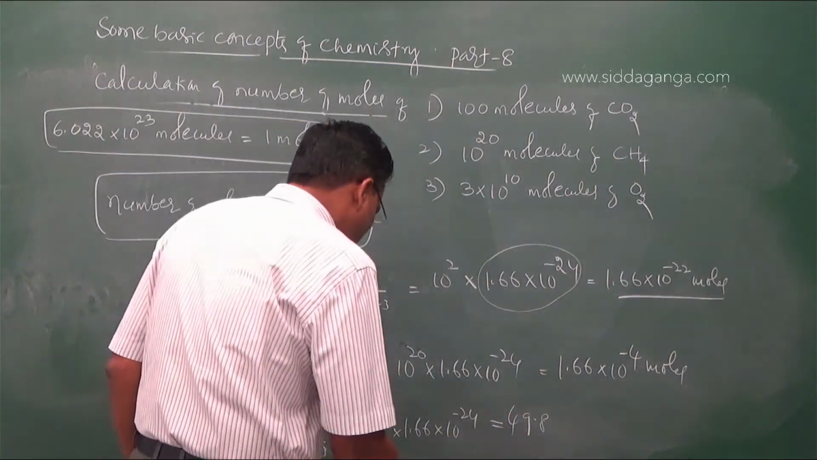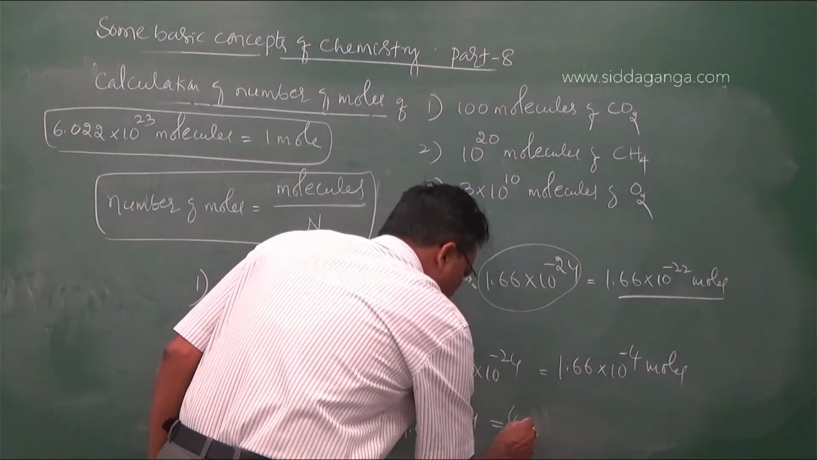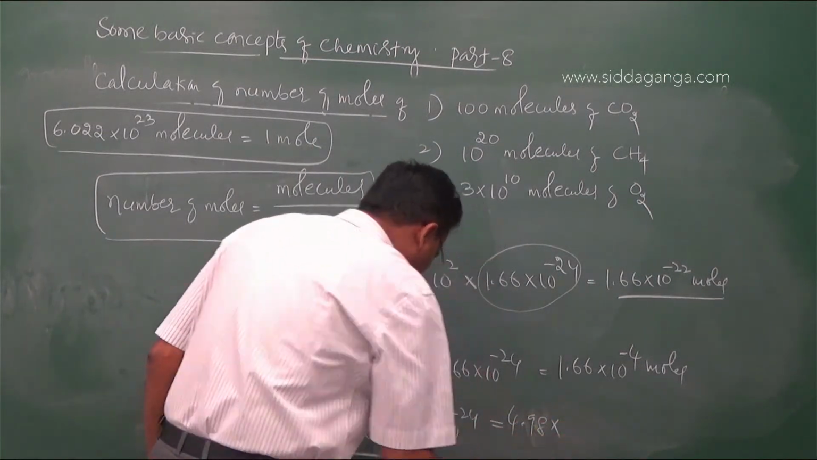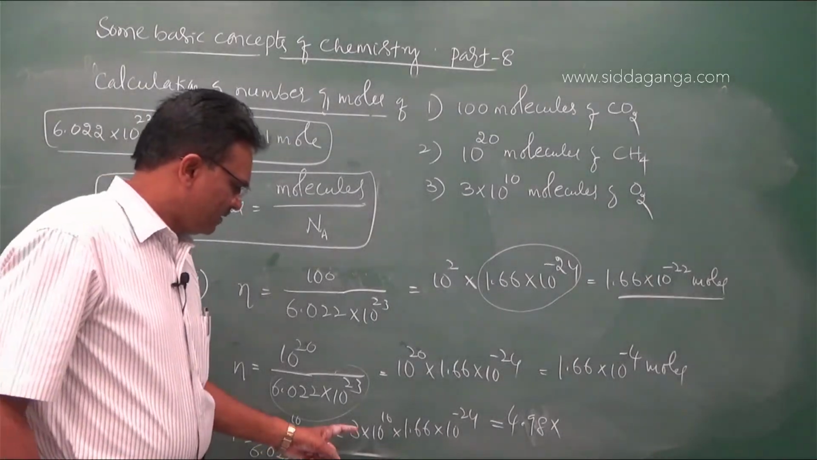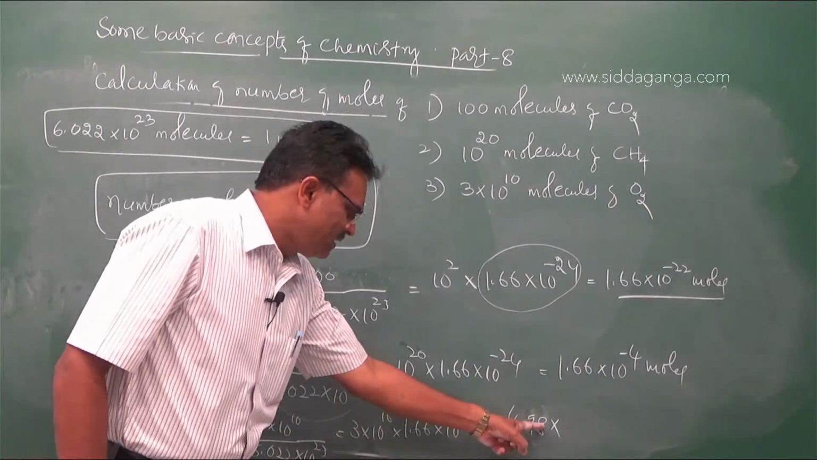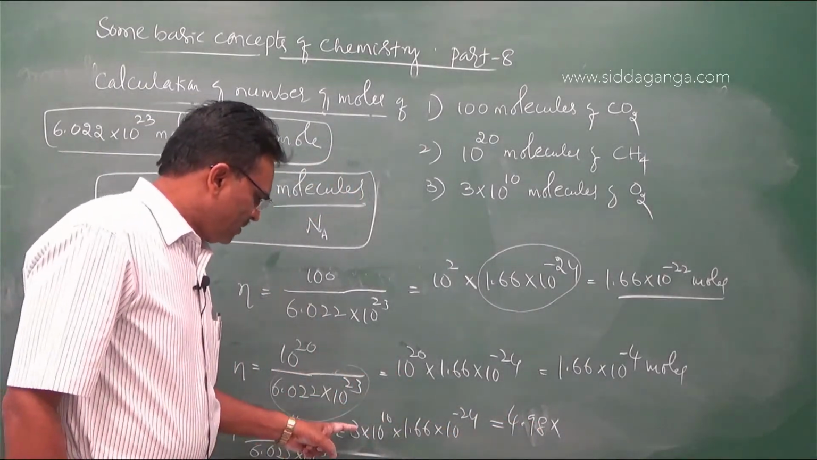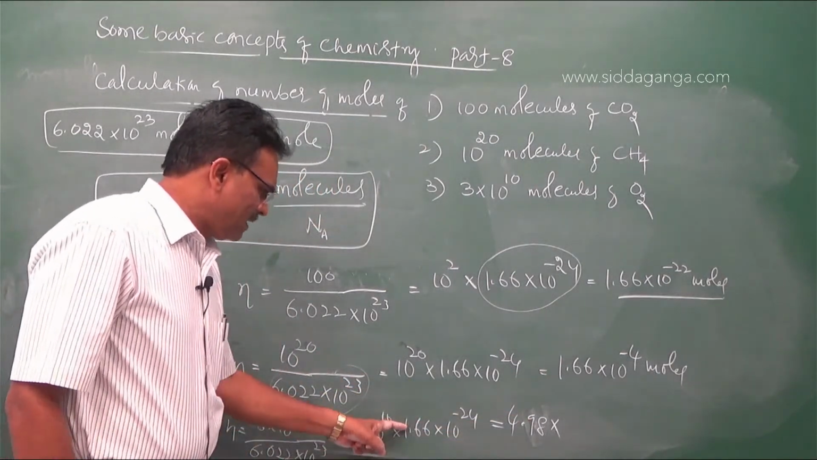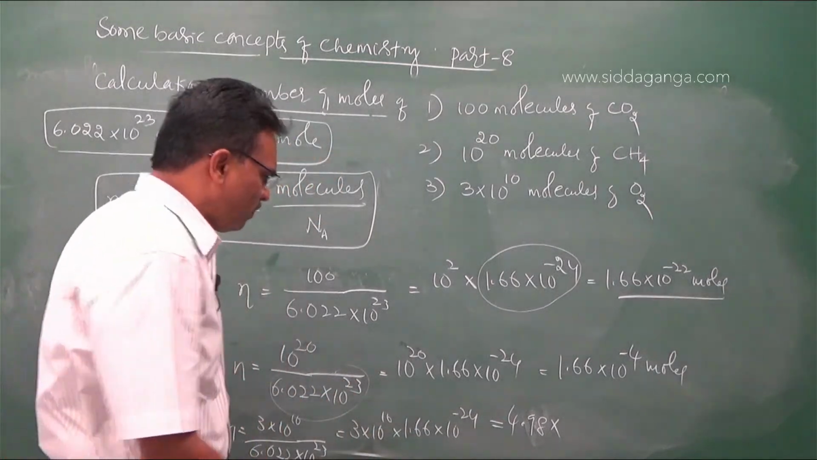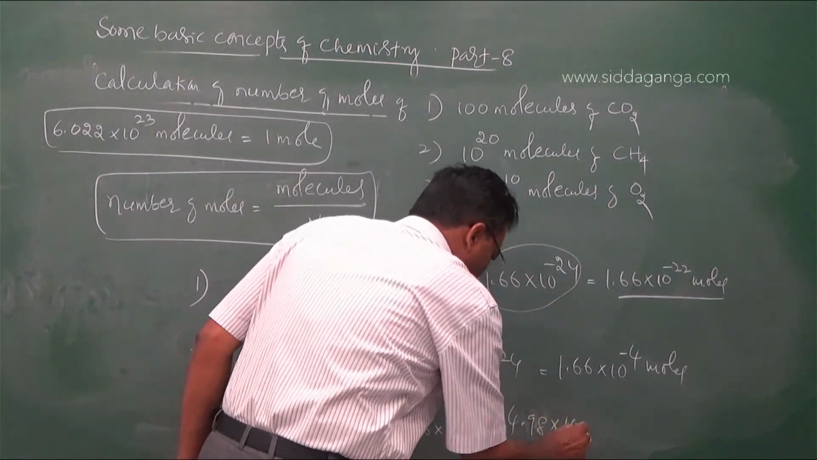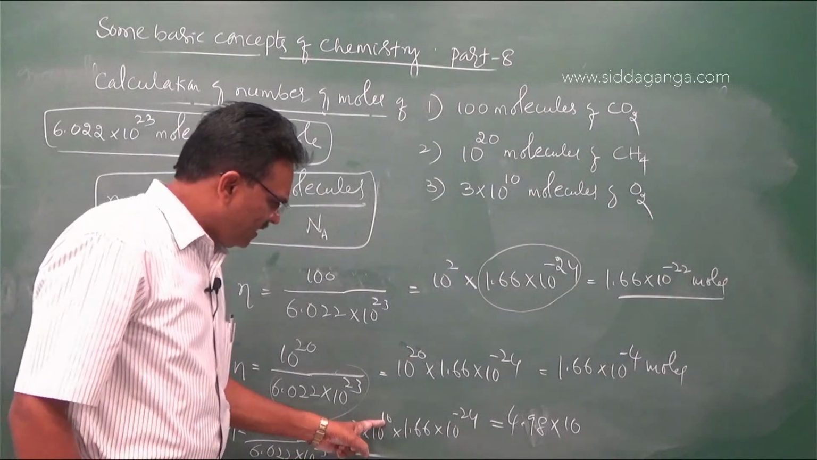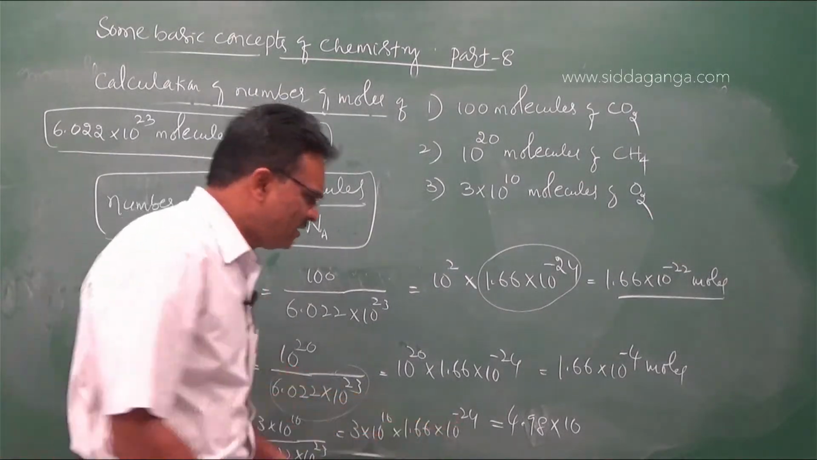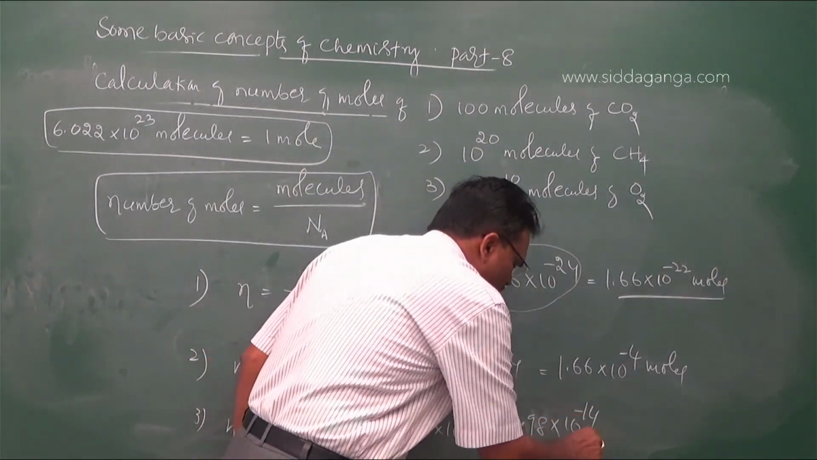So 4.98 into, clear? 3 into 6, 18. 3 into 6 again, 18 plus 1, 19. 3 plus 1, 4. So 4.98 into 10 to the power of, here 10 power minus 24 means 10 to the power of minus 14 moles.